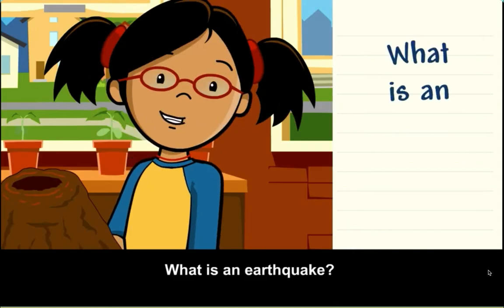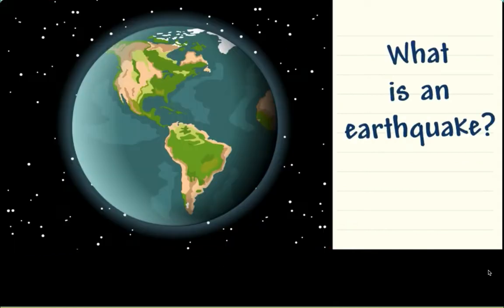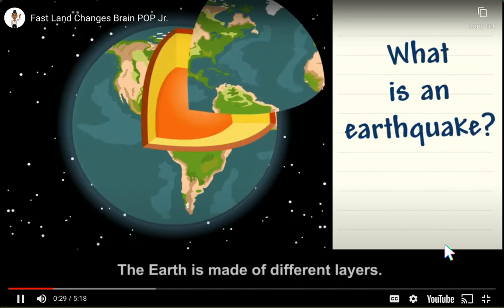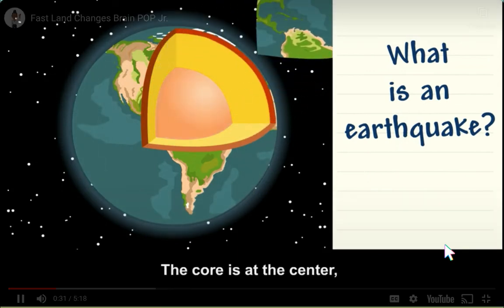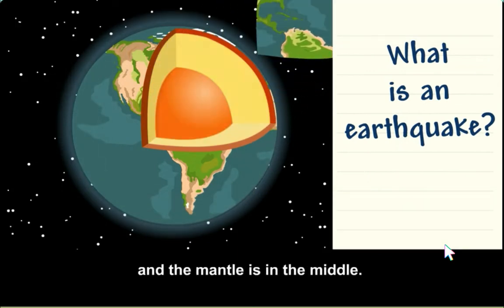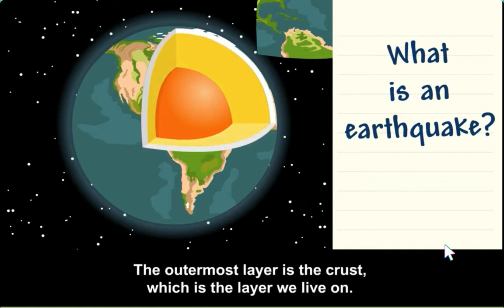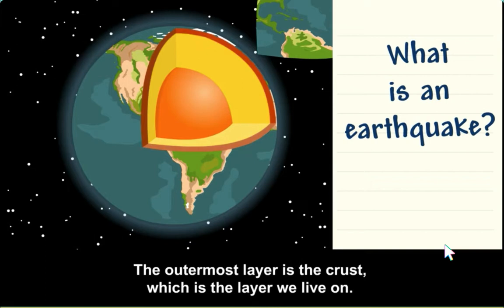What is an earthquake? The Earth is made of different layers. The core is at the center, and the mantle is in the middle. The outermost layer is the crust, which is the layer we live on.